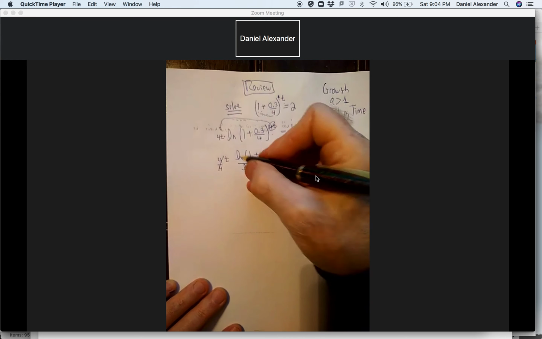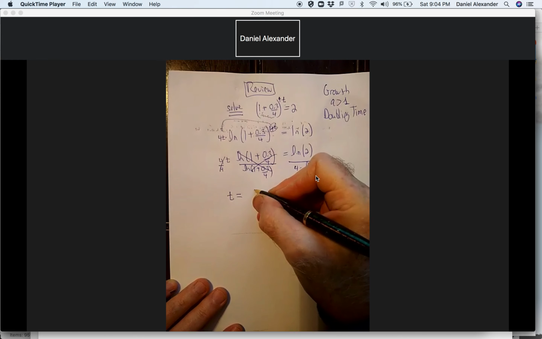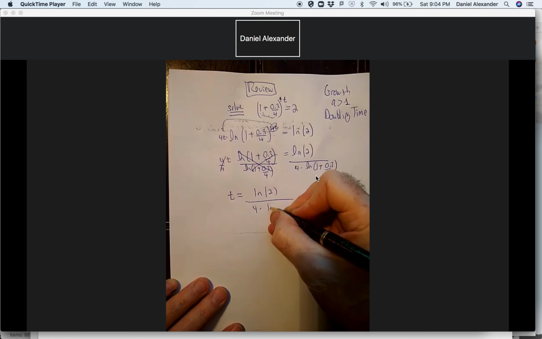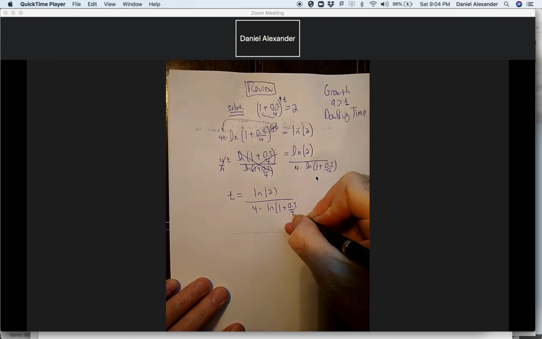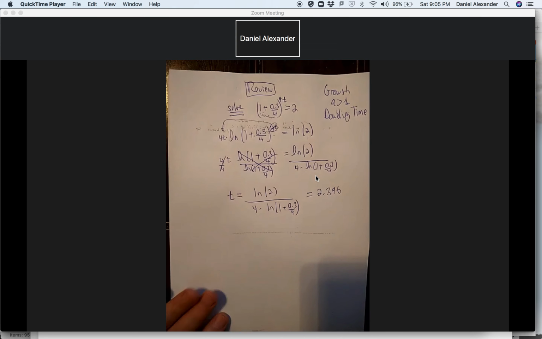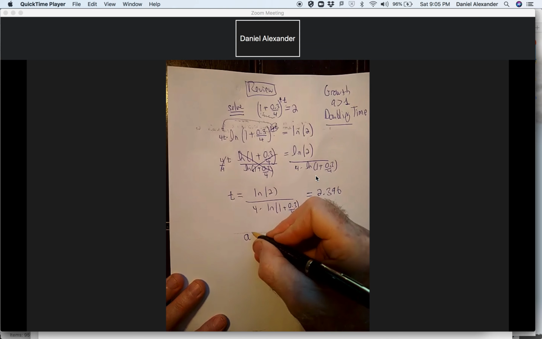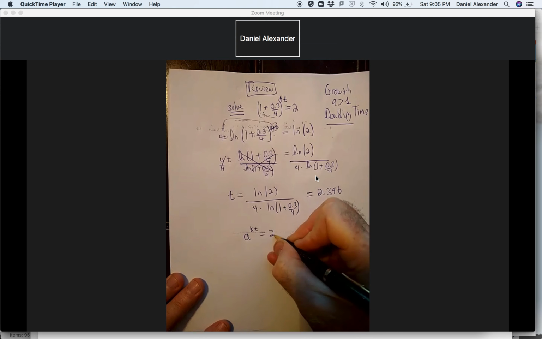The 4's cancel, those cancel. So I'm left with this equation, t equals natural log 2 over 4 times natural log of 1 plus 0.3 over 4. And when I plug that into the calculator, I get 2.396, rounded to 3 places. So what we're going to do today, since it's doubling time, is solve equations which look like this: a to the k times t, or x, equaling 2, doubling time.